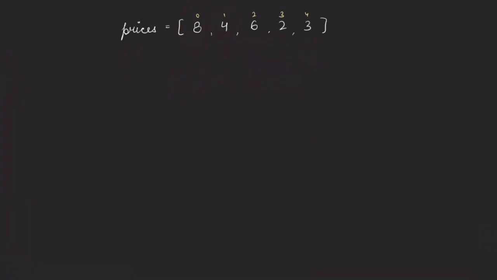We need to select the minimum index. If this is i and the one I'm looking for is j, then I need to find the minimum index where prices[j] is less than or equal to prices[i]. For 8, we find that 4 can be the discount, so 8 minus 4 would be 4. Then for 4, 6 cannot be because 6 is greater than 4, but 2 can be. 2 is less than or equal to 4, so 4 minus 2 will be 2.